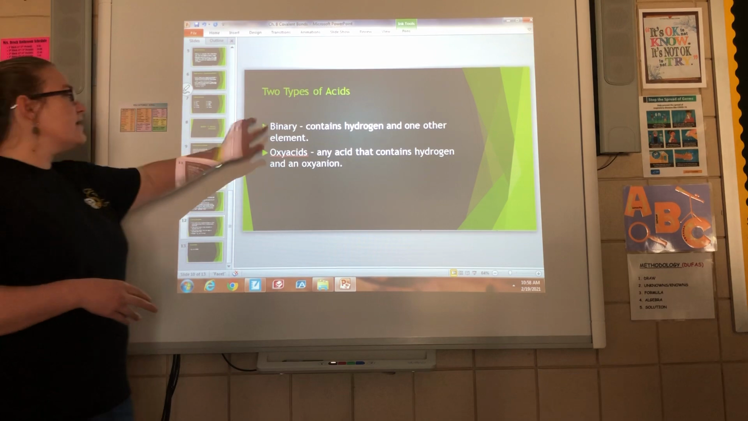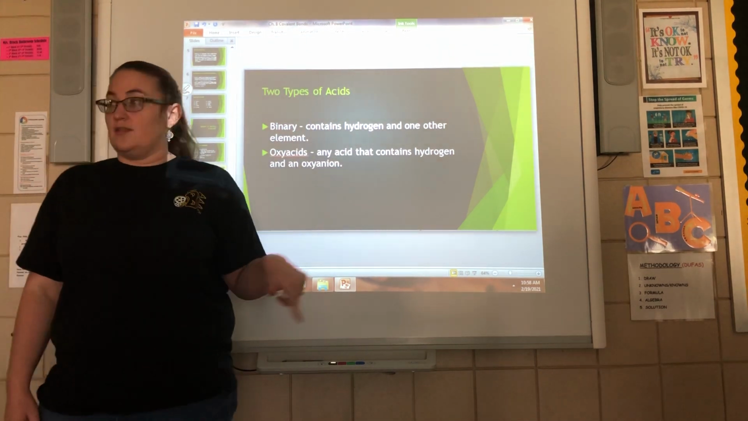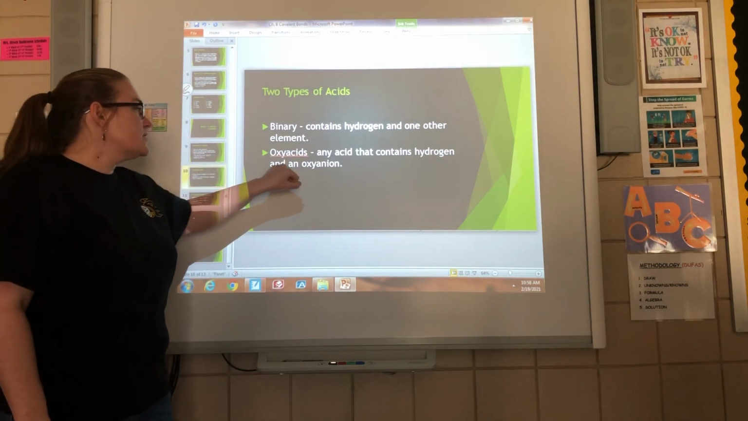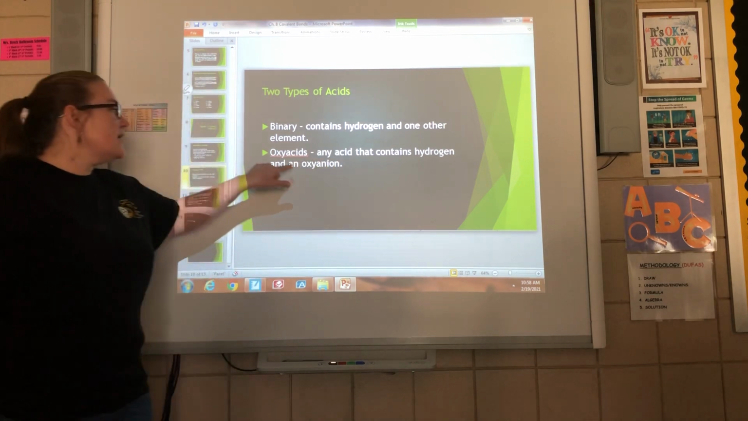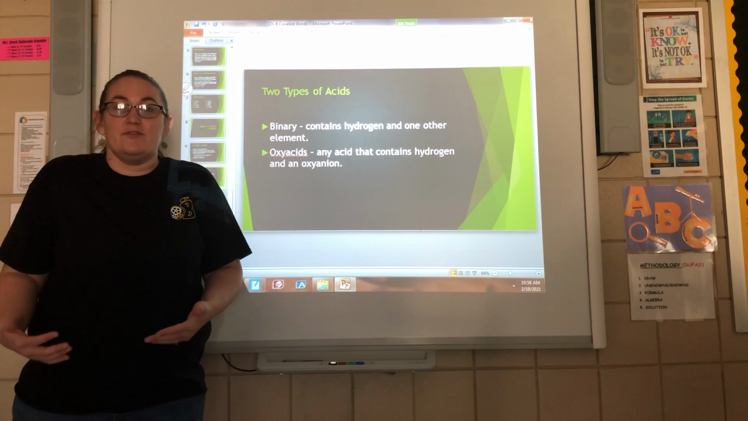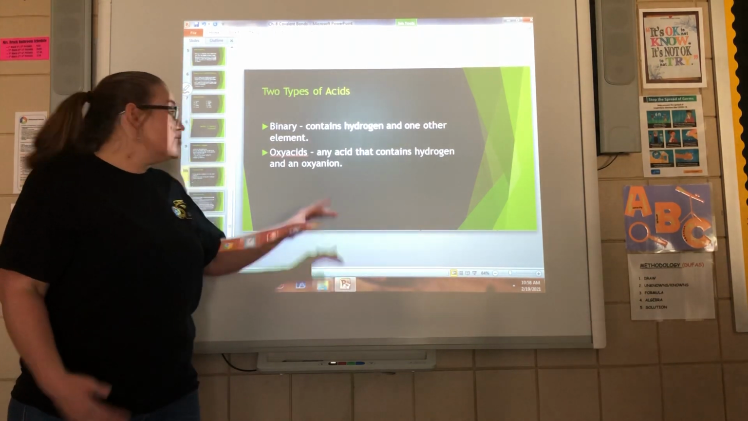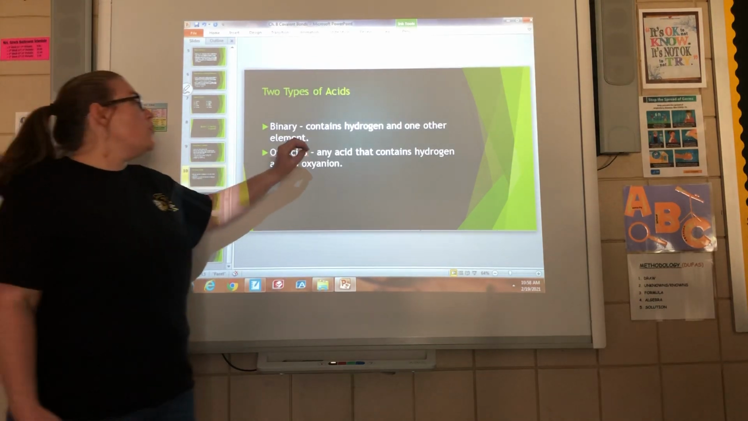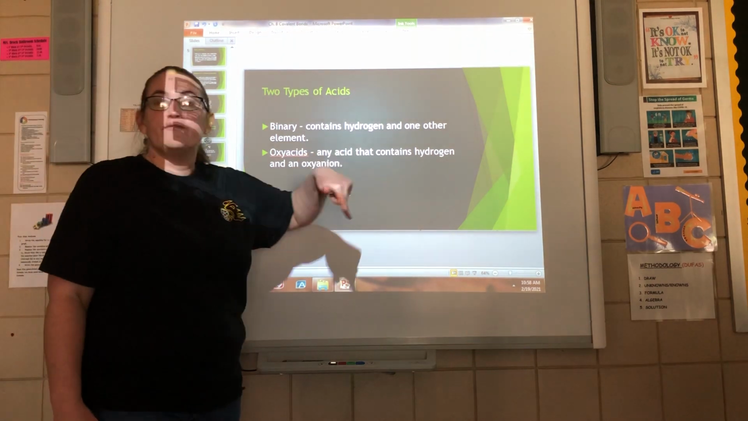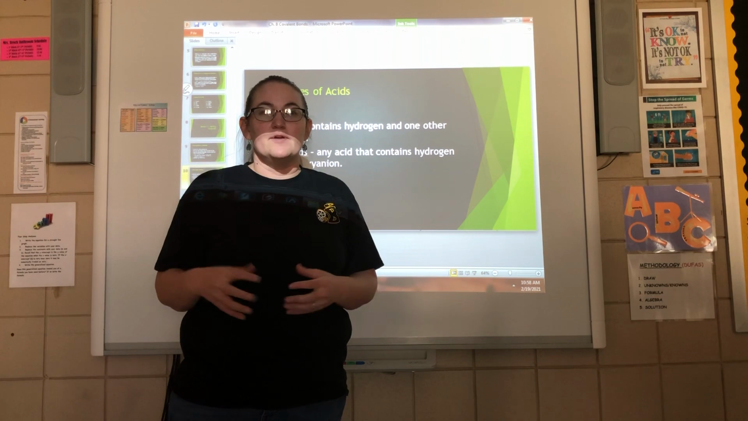If I have a binary acid, that's going to contain hydrogen and one other element. If I have an oxyacid, it's going to contain hydrogen and an oxyanion. What did an oxyanion have to have in it to be considered one? Oxygen. So you're going to see oxygen in this. And where do you think these oxyanions are going to come from? Like, what are parts of it going to come from?